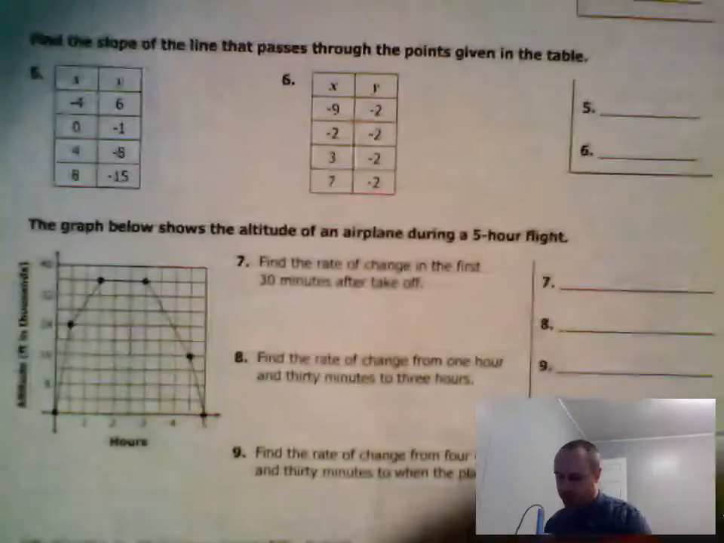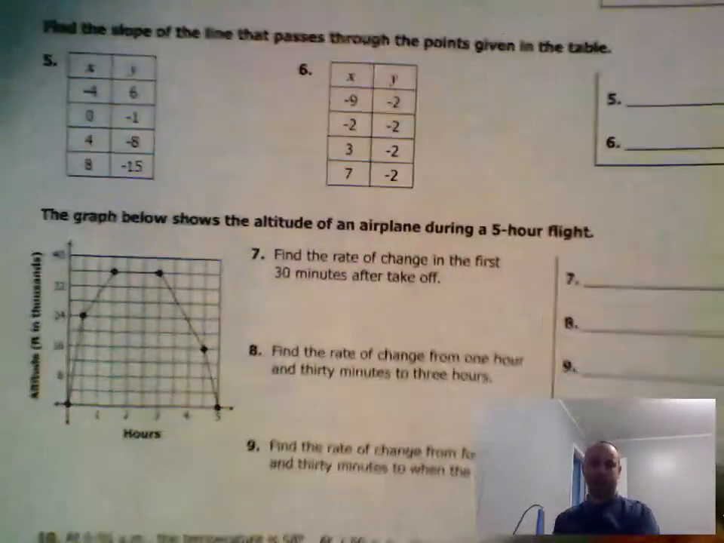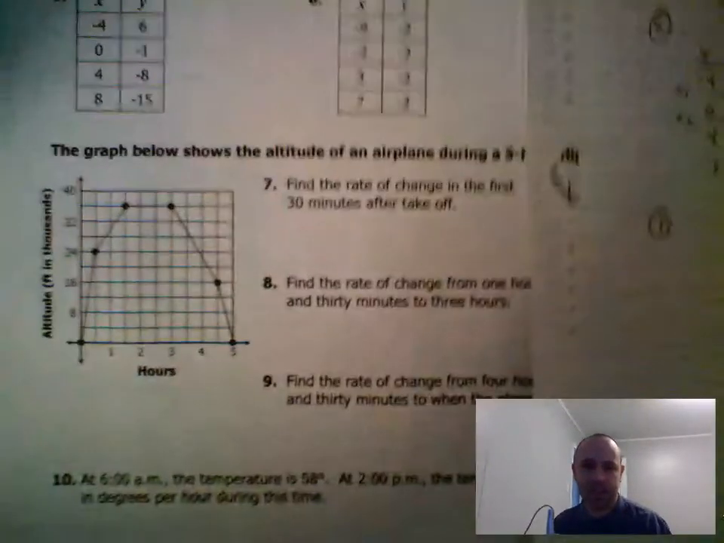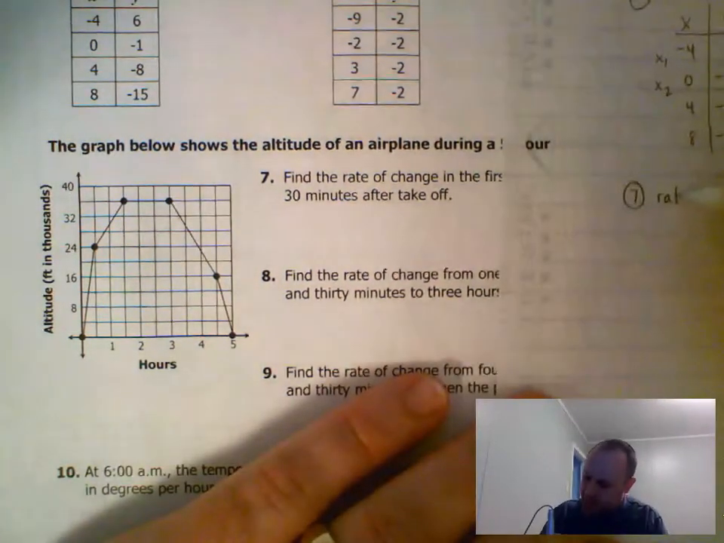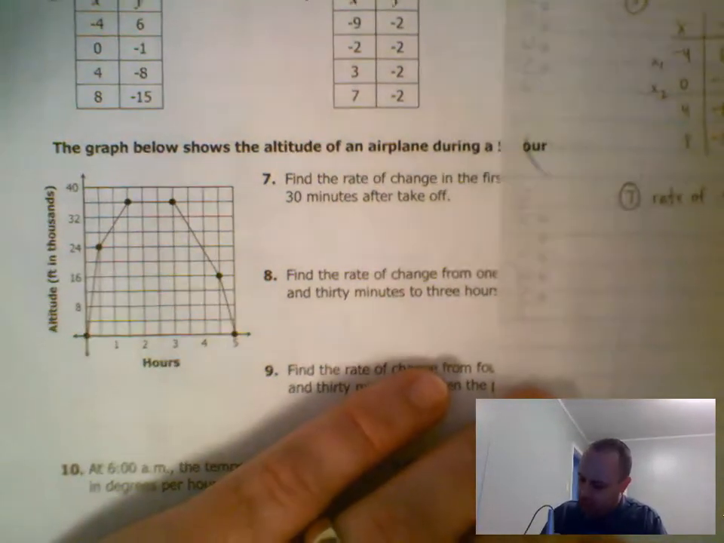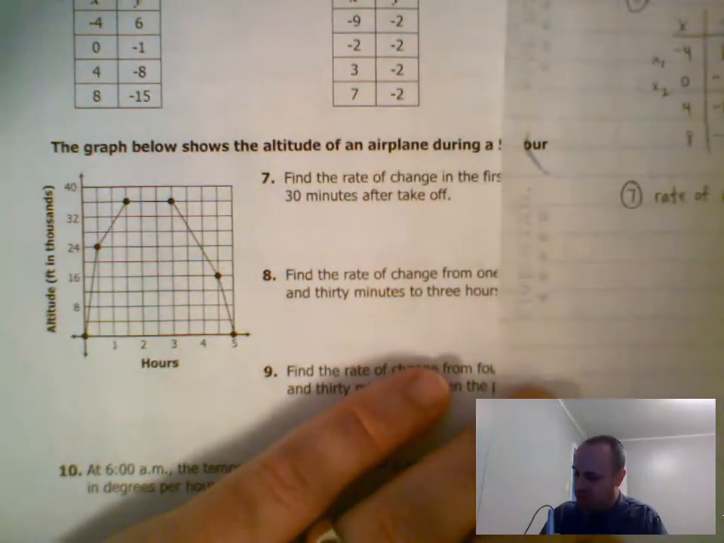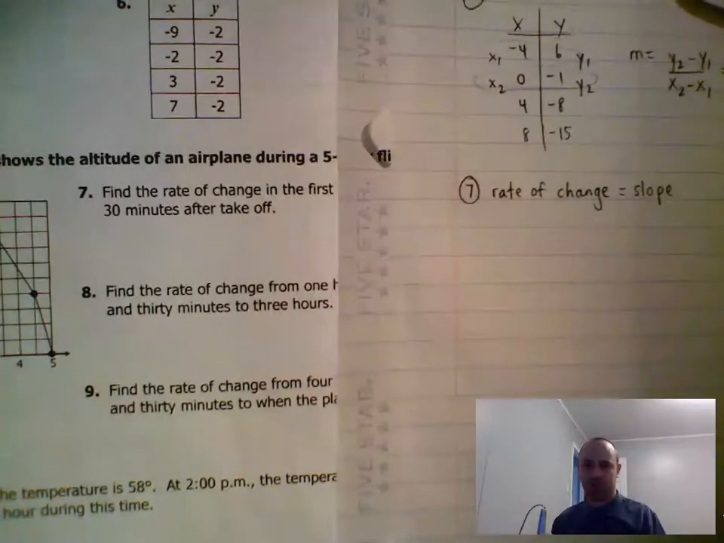All right, number 7. Find the rate of change in the first 30 minutes after takeoff. We did these yesterday. These are like the real world applications. Find the rate of change. The key thing here, you need to know that rate of change is your slope. Let me zoom out here. Your rate of change is your slope.